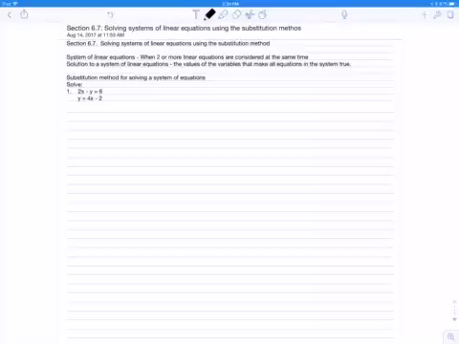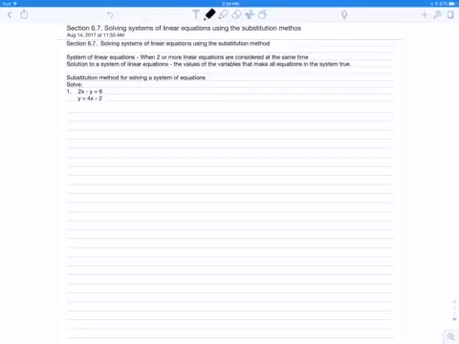When two or more linear equations are considered at the same time, the equations are called a system of linear equations. The solution to a system of linear equations consists of the values for the variables that make all the equations in the system true. One way to solve a system of linear equations is to use the substitution method.